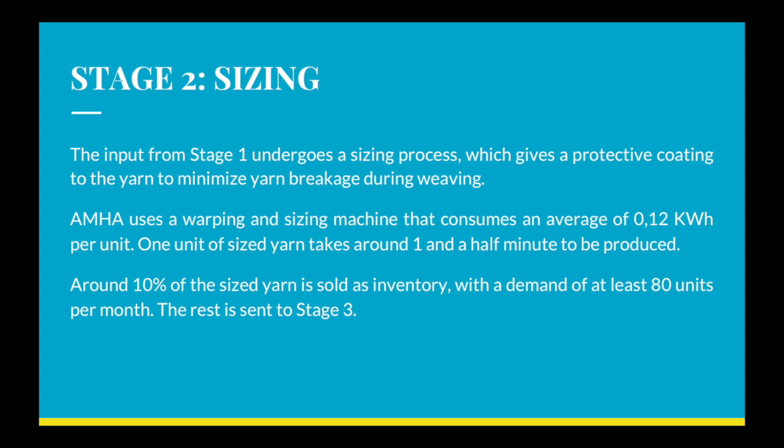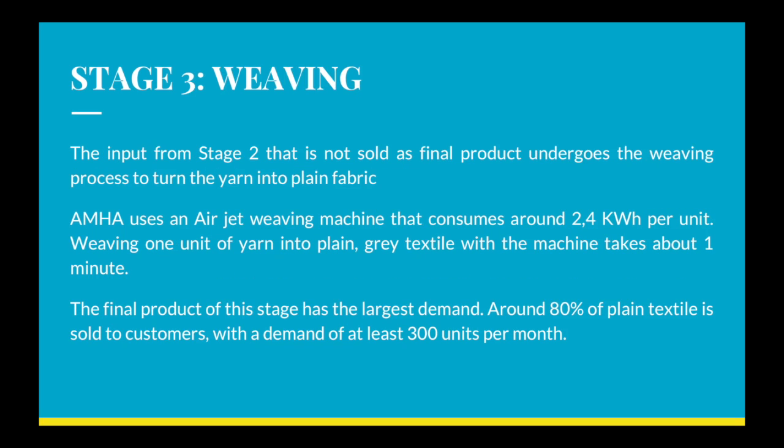The second stage is sizing, which consumes 0.12 kilowatts per unit, and it takes 1.5 minutes to produce 1 unit. Around 10% of this sized yarn is sold as inventory with a demand of at least 80 units per month, and the rest is sent to stage 3, which is weaving. That consumes 2.4 kilowatts per unit, and it takes 1 minute to weave yarn into raw textile. Around 80% of plain textile is sold to customers with a demand of at least 300 units per month.